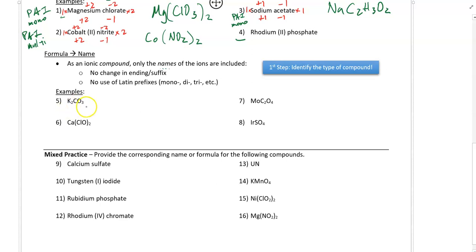All right, here we go. K2CO3. Let's go through the process. So K, that's a metal, potassium.